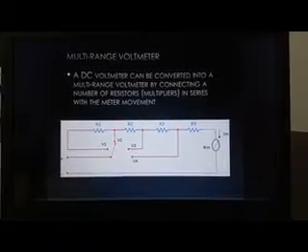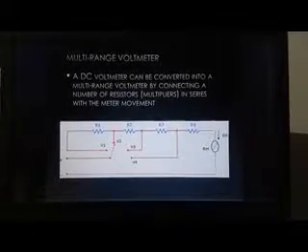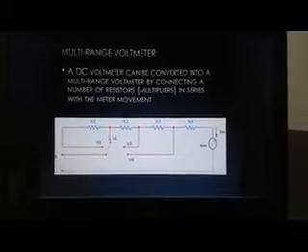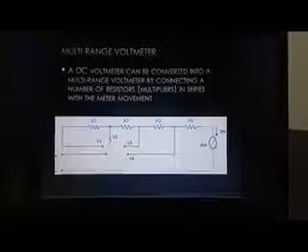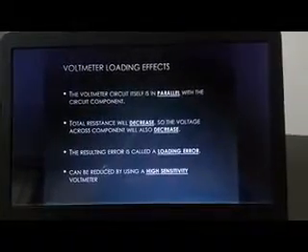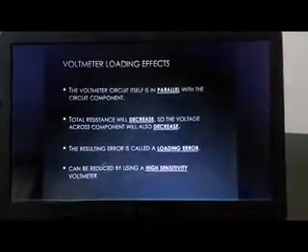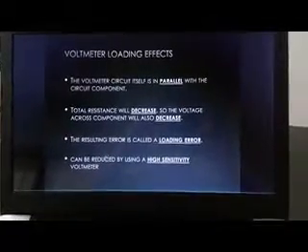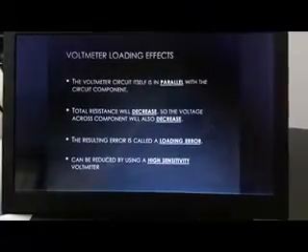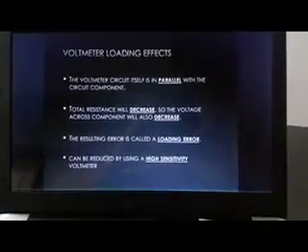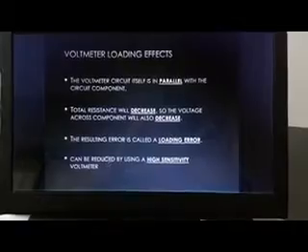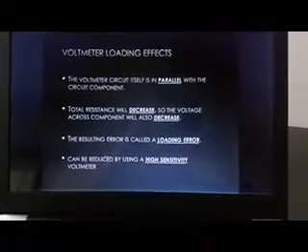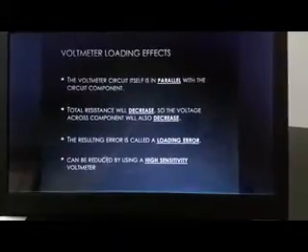Multi-range voltmeter. A DC voltmeter can be converted into a multi-range voltmeter by connecting a number of resistors in series with the meter movement. The multi-range voltmeter has voltmeter loading effects, where the voltmeter circuit itself is in parallel with the circuit component. Total resistance will decrease, so the voltage across the component will also decrease. The resulting error is called a loading error. It can be reduced by using a high sensitivity voltmeter.